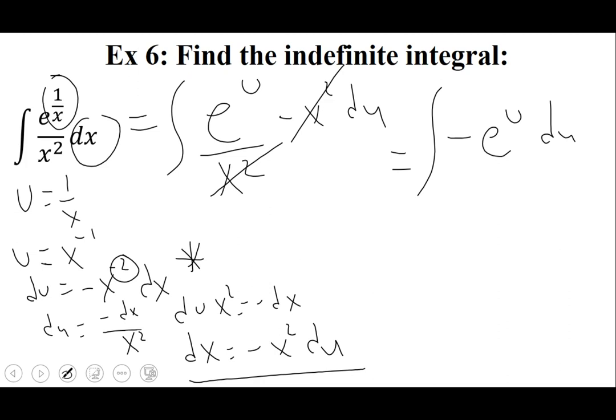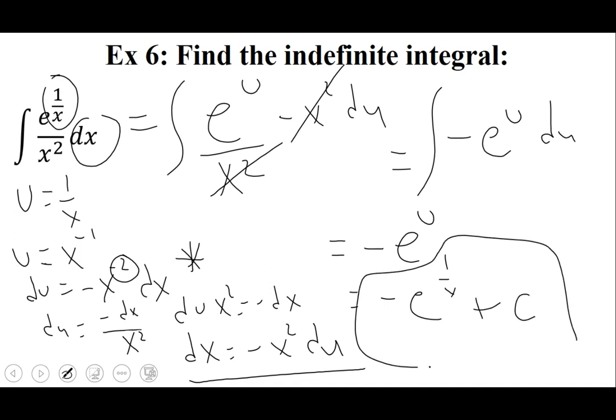The integration of negative e to the u, don't forget that a negative is really just a constant of -1. So if you're going to integrate, leave the negative. Integration of e to the u is e to the u. In your final answer, don't forget to replace the u with what it was originally equal to, which in this case is 1 over x. And then, of course, don't forget the plus c. As always, you should be using your green sheet often. And again, after today, there's just one formula left, which is going to be coming next week.